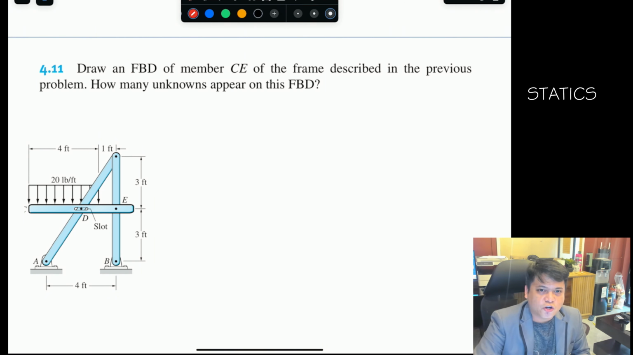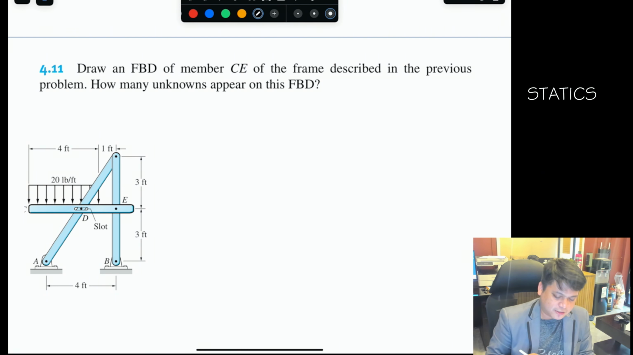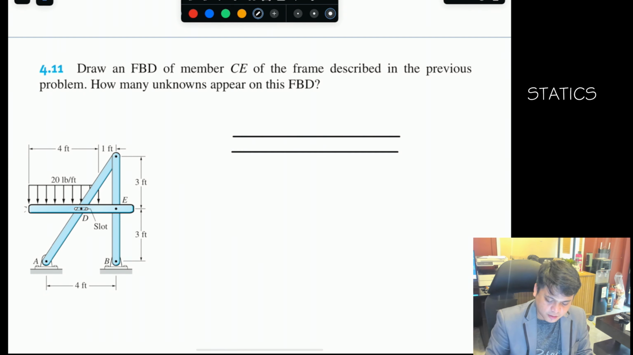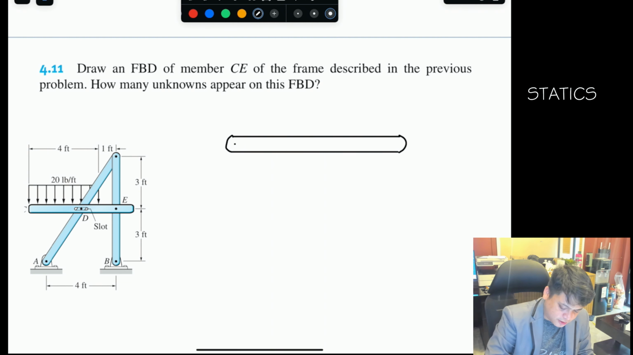Okay, so let's draw an FBD of member CE of the frame described in the previous problem. How many unknowns appear on this FBD? Okay. So, ang tinatanong lang dito is the member CE. So, eto lang yun. Dito, drawing mo lang yung member CE. Okay. So, you have there member CE. So, this is point C, point D, and then point E. Okay. So, lagyan mo ng name. C, D, and then E.